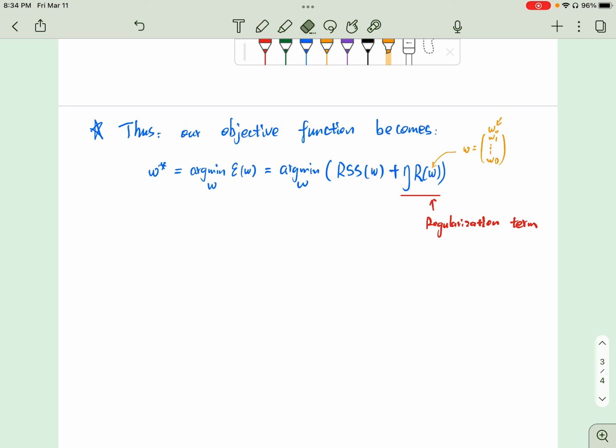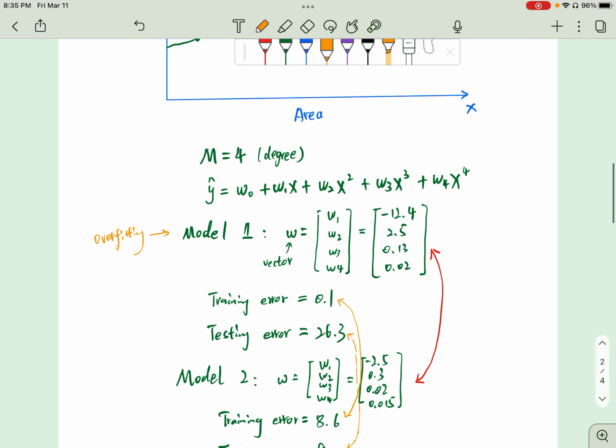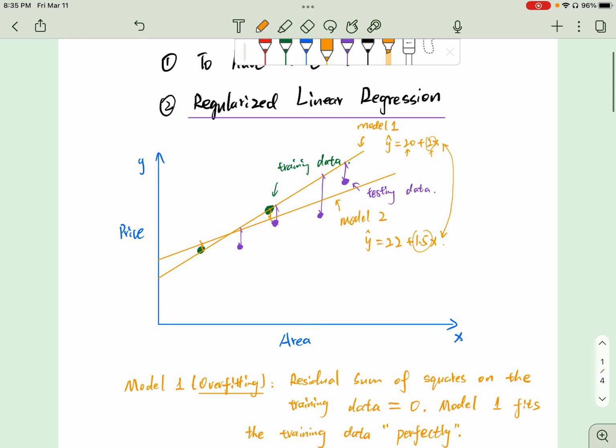But here in regularized linear regression, we will not minimize this bias term. We will only minimize the weights that are connected with our features, because the bias term is not connected with the features. You can see here, these weights, this 2 is minimized to 1.5, but this bias term is not minimized. It goes maybe higher, from 20 to 22.